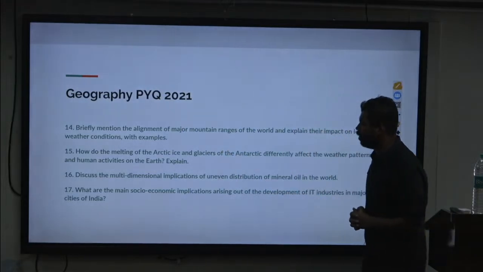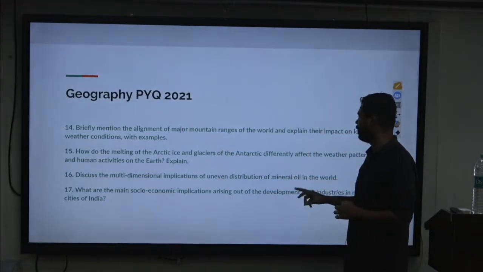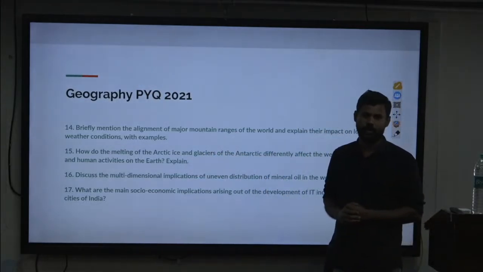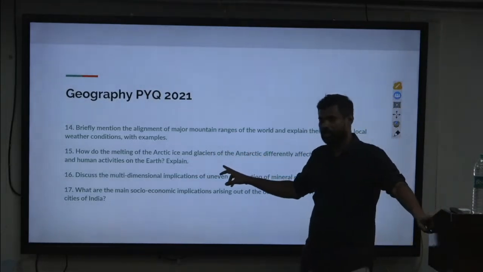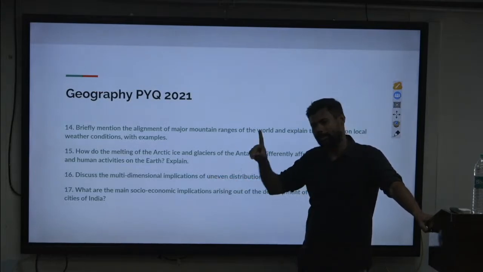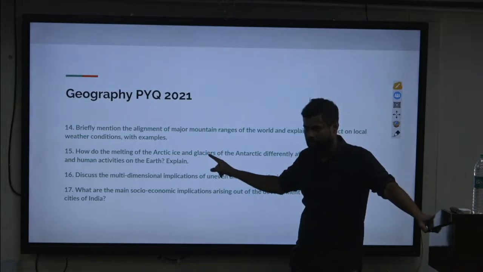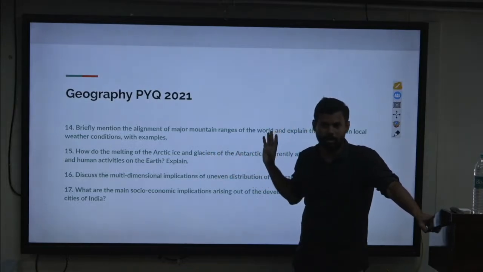How do the melting of the Arctic ice and the glaciers of Antarctica differently affect the weather patterns and human activities on the earth? Okay. Now see, this question is difficult for one reason. If they just asked, examine the role of cryosphere in altering the climate patterns of the world, this is easy.